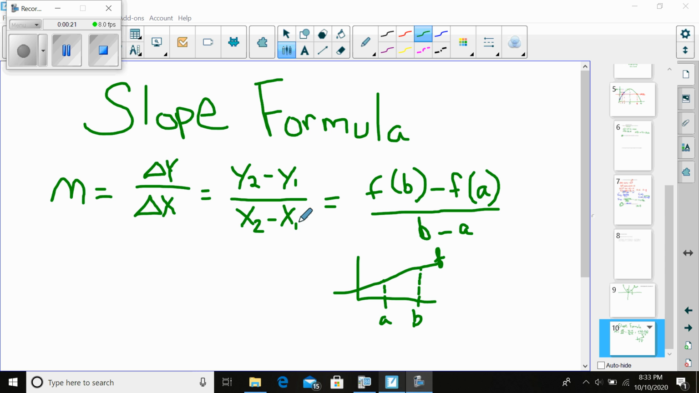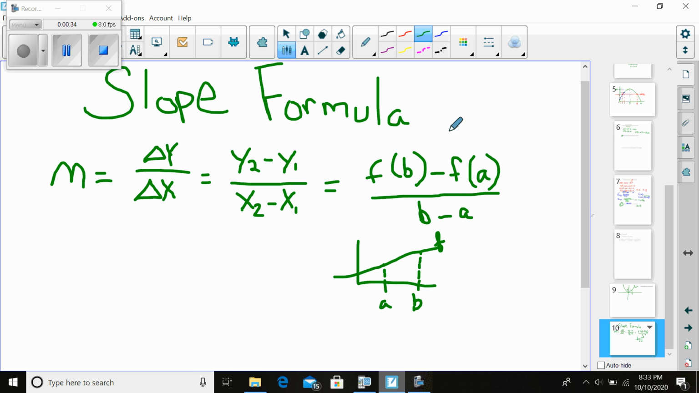This one in the middle is probably what your high school teacher wrote, right? I started using delta y over delta x, meaning change in y over change in x. And just the other day, I started using this notation over on the right. Hopefully that didn't confuse you. This is simply another way of writing the slope function or slope formula.